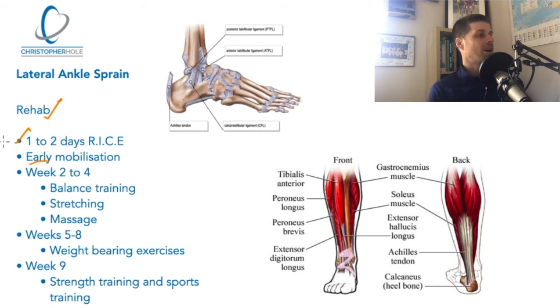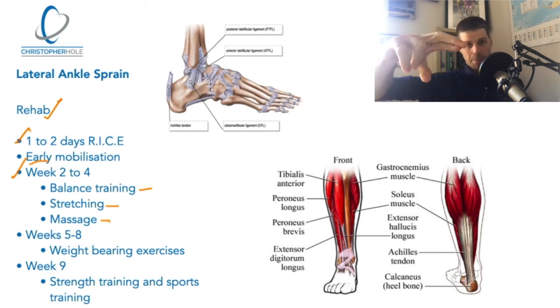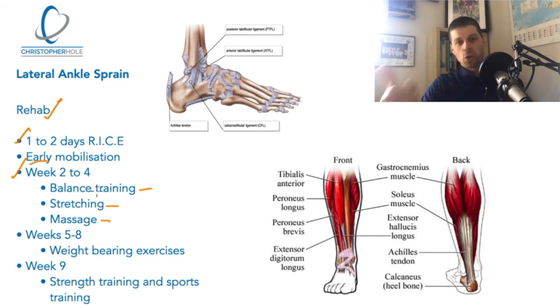So when it comes to 2 to 4 weeks, we've got things like balance training, stretching, and massage. The massage that we would do would be just frictions. Now frictions you might do with a thumb or a finger, or 2 thumbs together. If you're doing your own ankle, you may be able to get away with just 1 thumb.